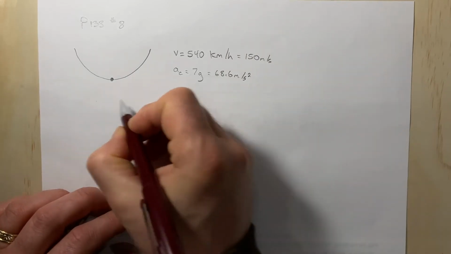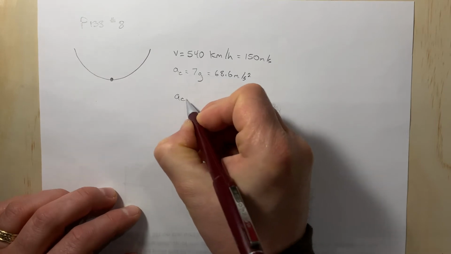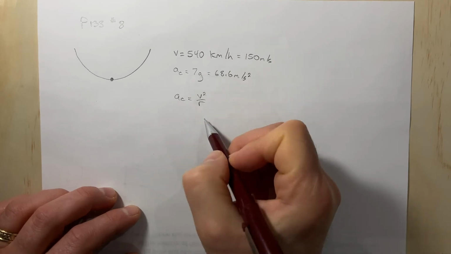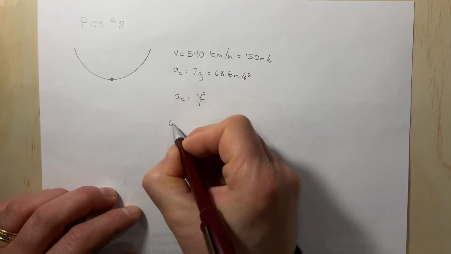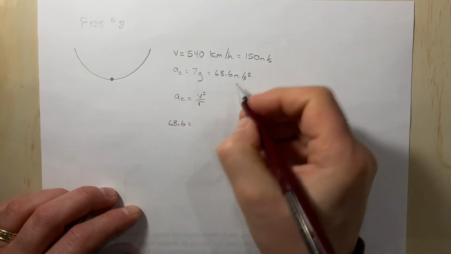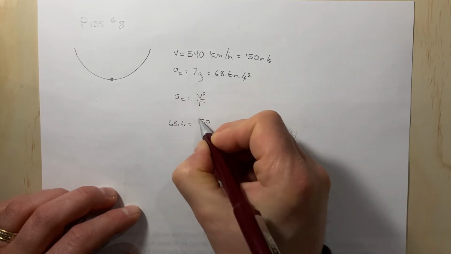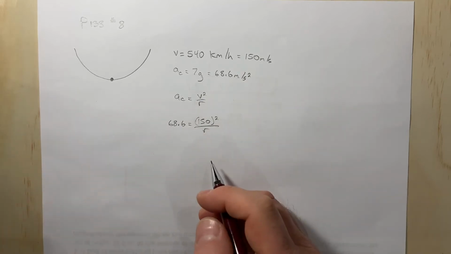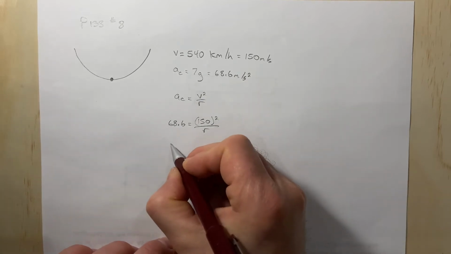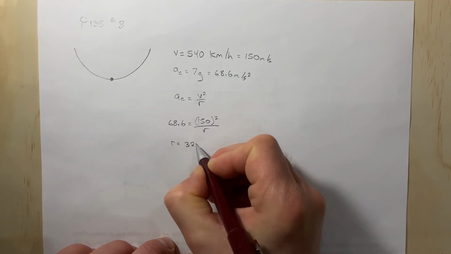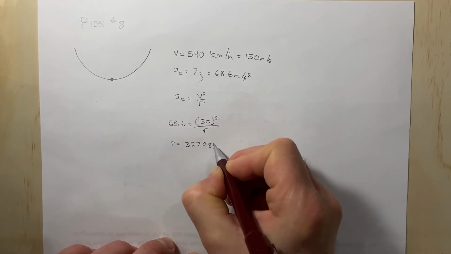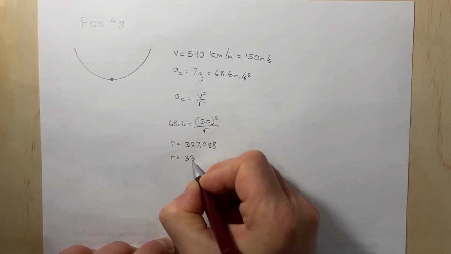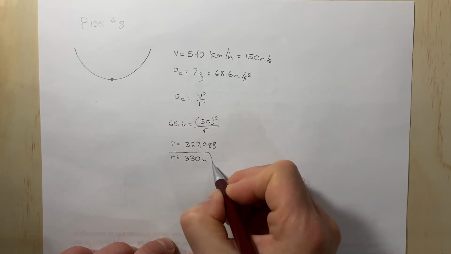When it talks about centripetal acceleration, let's squeeze it in over here. Acceleration is v squared over r. This is centripetal acceleration. We know a_c, 68.6. We know v, 150, that's squared over r. If we rearrange that, we are going to get r is 327.988. So it's about 330 meters for the radius.